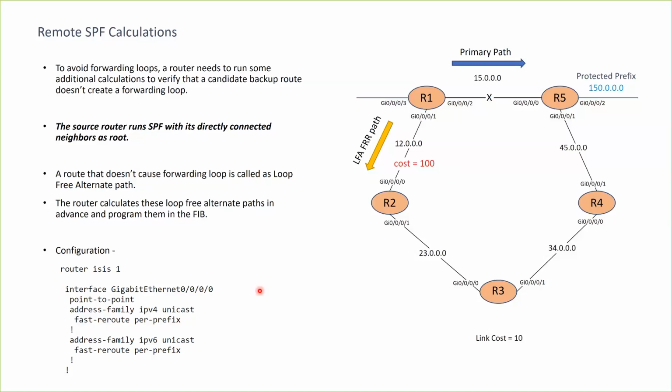Yeah, so if you have this config, then only R1 will calculate. It will run SPF with its directly connected neighbors as root, figure out if I have an alternate path, and then pre-program it in hardware. If you don't have this config, R1 is not going to do anything. R1 will follow the old way.